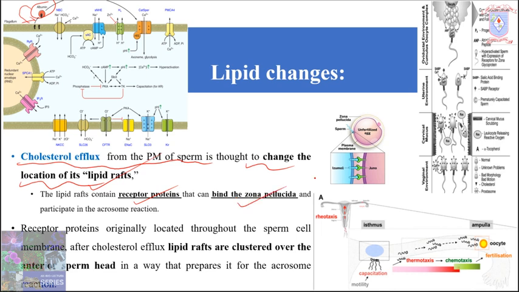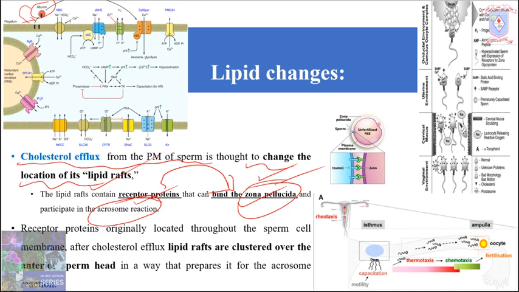We know that the zona pellucida is one of the layers of the mammalian egg, in place of the vitelline envelope of invertebrates. In the case of mammals, the zona pellucida is present, and when the sperm binds to the zona pellucida, the acrosomal reaction takes place. So the proper positioning of the receptor proteins that bind to the zona pellucida of the egg is facilitated by the cholesterol efflux from the plasma membrane of the sperm.